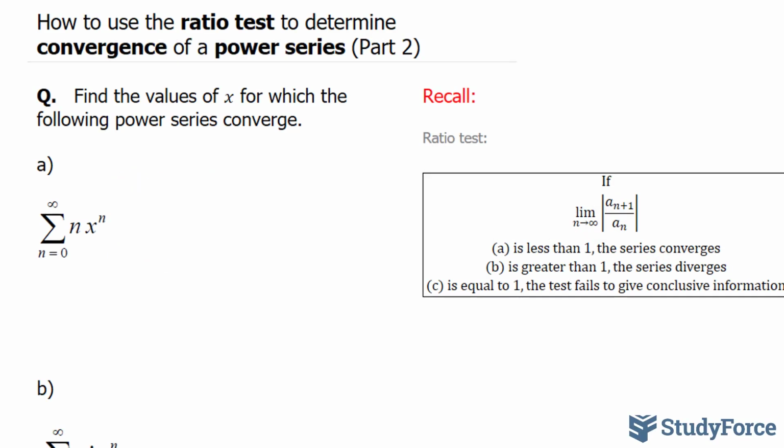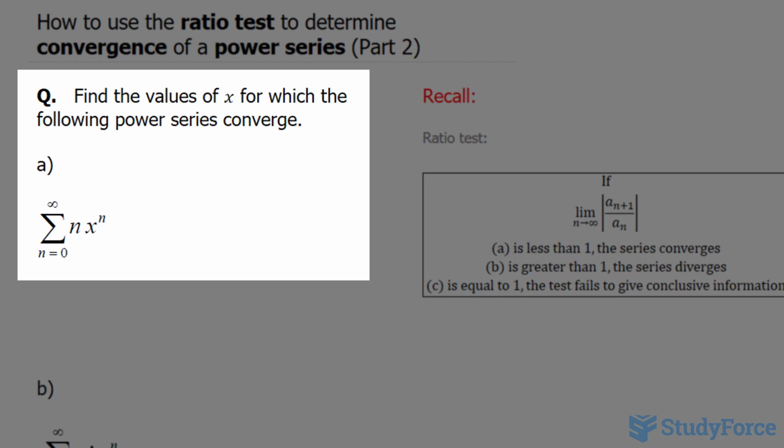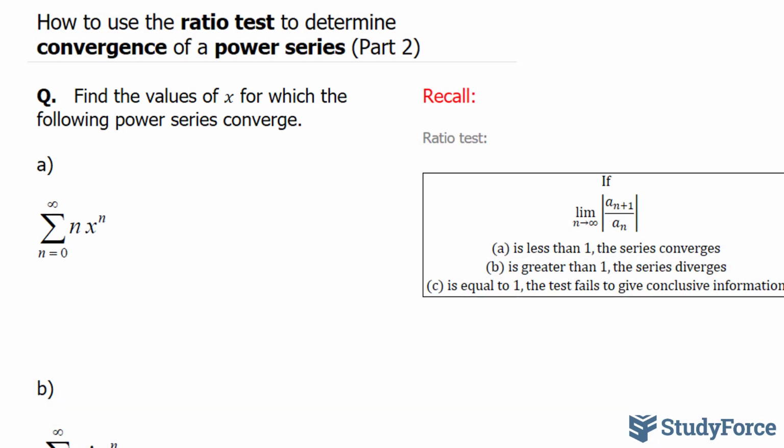In this lesson, I'll show you how to use the ratio test to determine the convergence of a power series. This is part number 2. The question reads, find the values of x for which the following power series converges. To do this, we'll need the ratio test, and that's summarized right here.